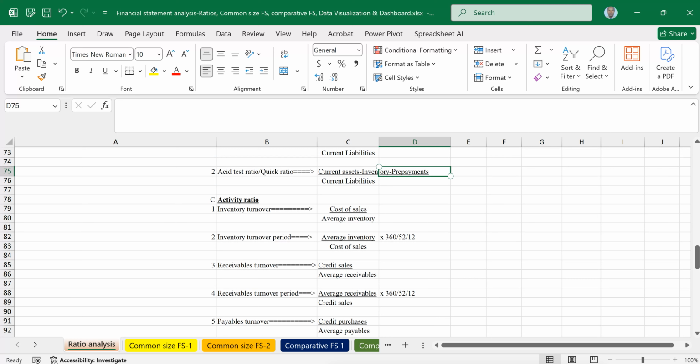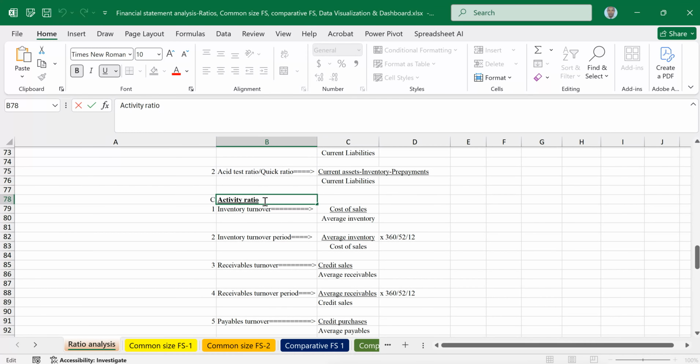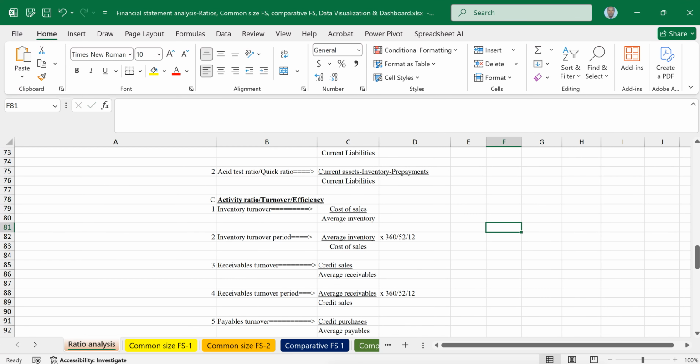Now, we have activity ratio, also known as efficiency, also known as turnover ratios. These ratios measure how the entity utilizes resources that are at their disposal. How efficiently do you usually utilize resources that are at your disposal? That is measured by using the activity turnover, also known as the efficiency ratio.